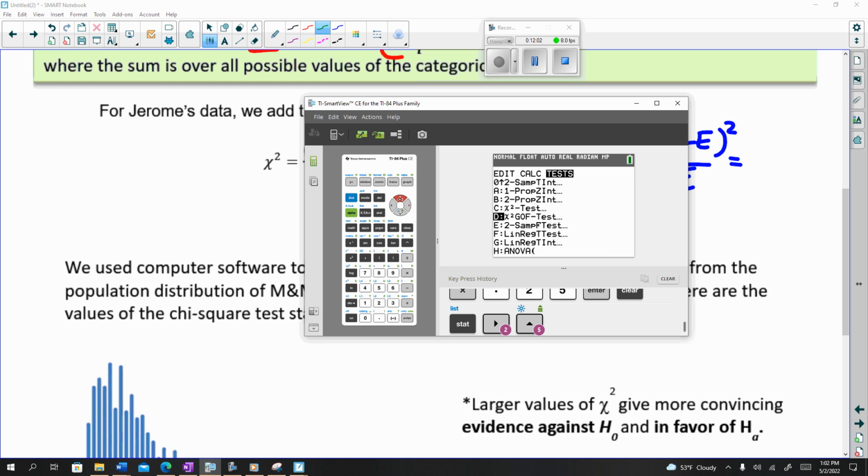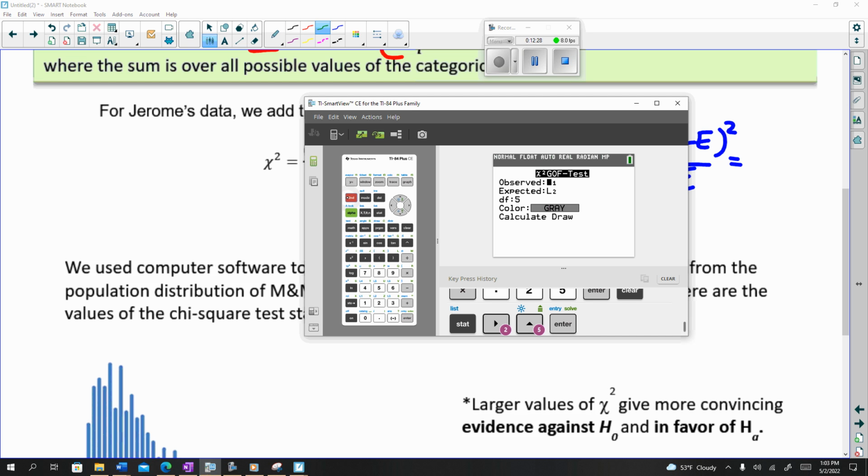Or D for delightful. So when you choose chi squared goodness of fit, GOF stands for goodness of fit. And I want you to think about how good is the fit of our percent breakdown of our colors of our M&Ms compared to what was expected. So it's going to ask you where your observed counts and where your expected counts are. So you actually have to put these in L1 and L2.